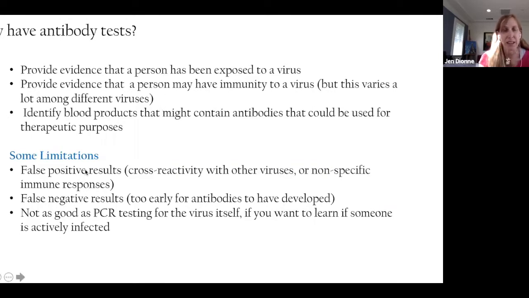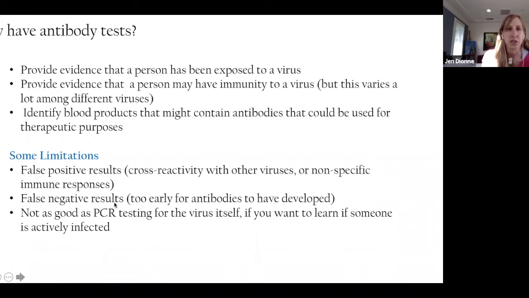Some limitations of antibody tests right now: they're not as good as PCR testing for the virus itself if you want to learn if someone is actively infected. In fact, the existing antibody tests are not sensitive enough to detect antibodies until a week or so after you have expressed symptoms. So developing antibody assays that are almost as good as PCR, and can tell you even before you're showing symptoms if you're mounting an immune response, would be really important.